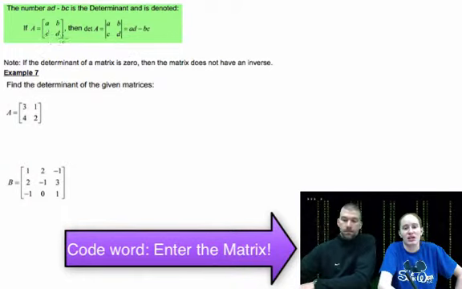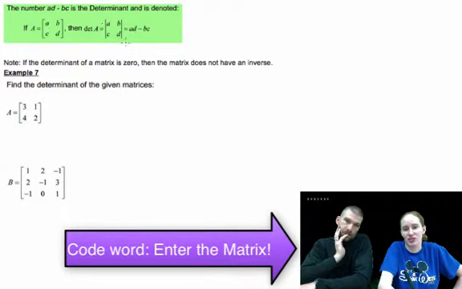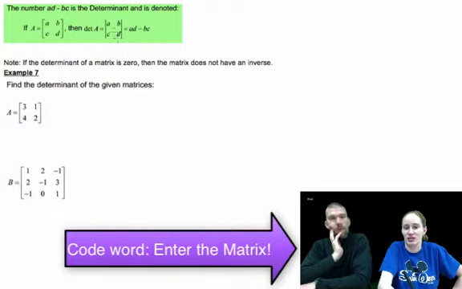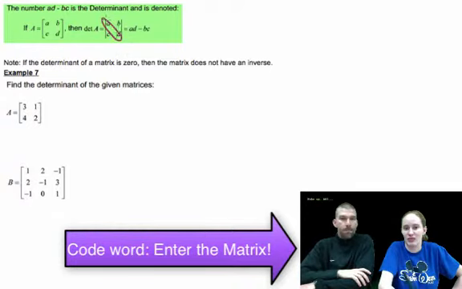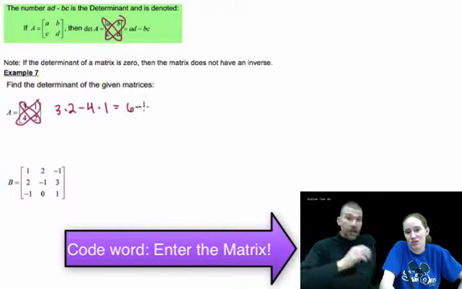If it's a 2 by 2 matrix, then you are taking the diagonals and multiplying them together with a subtraction sign in between. A times D minus B times C. So it's pretty easy to do that. So 3 times 2 minus 4 times 1. And when you find a determinant, you're getting a single specific number.